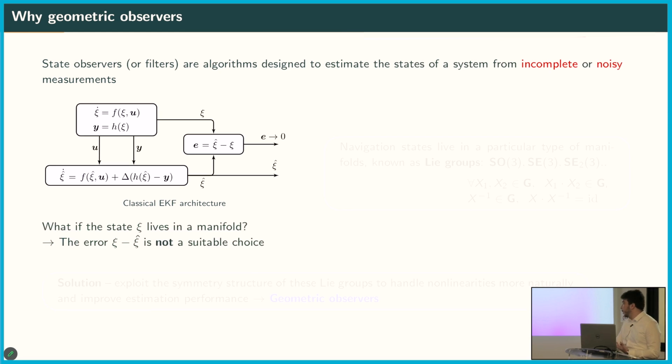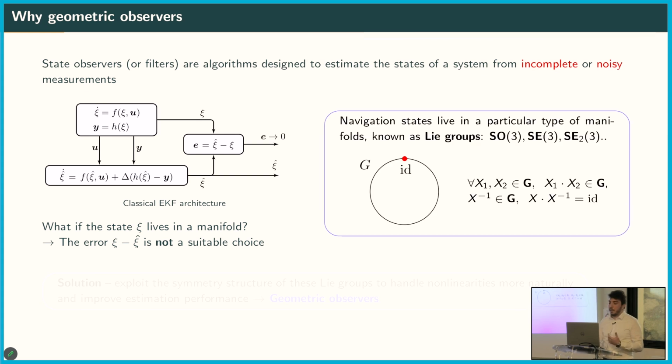In the classical designs, the system we're dealing with is a nonlinear system. And in the classical design, we have this form of observers where we basically have an internal model of the system itself, and we have this term over here, which is the correction. This term is designed such that the difference between this estimate and the state converges to zero. But the problem is that this type of error is not very suited when the state of our system lives in a manifold, so it's not really in a Euclidean space. And what happens is that this difference error is no longer well suited for this type of problem.